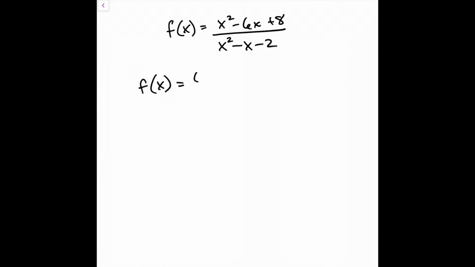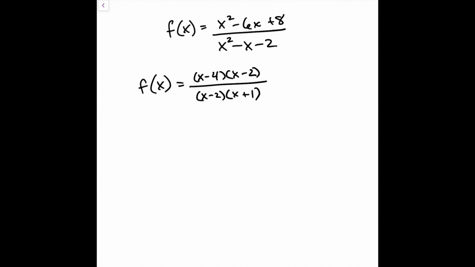Okay, I have f of x equals x squared minus 6x plus 8 divided by x squared minus x minus 2. So I think one of the first things I want to do first, this one's a little bit more involved than the previous two, is that I want to first factor the numerator, and I want to factor out the denominator, if in fact they are factorable, and I believe they are. So x minus 4, x minus 2, and I have x minus 2, x plus 1.